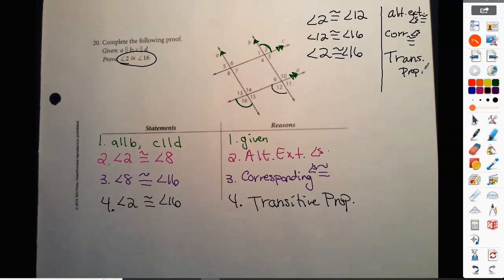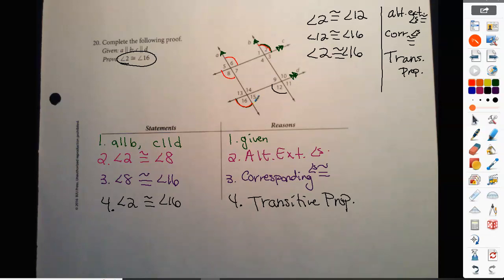When I did mine, I went from 2 to 6 because they were corresponding. Then I went 6 to 8 because they were vertical. And then I went 8 to 16 because they were corresponding. So mine was a little bit longer. But that's the one thing that's kind of nice about having open-ended proofs, which seem so intimidating: it's like a treasure map, and you can take a lot of different paths through the city to get there. But when they're already filled out, you can't take the path you want. You have to use the path that they're giving you.